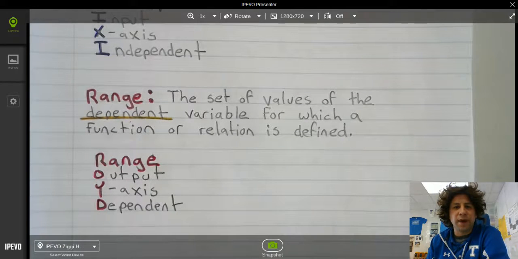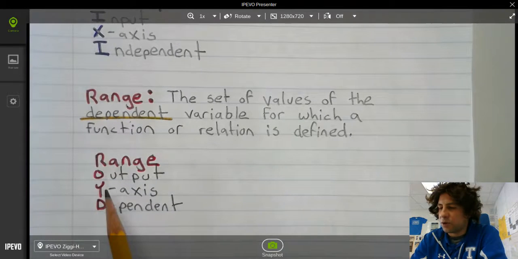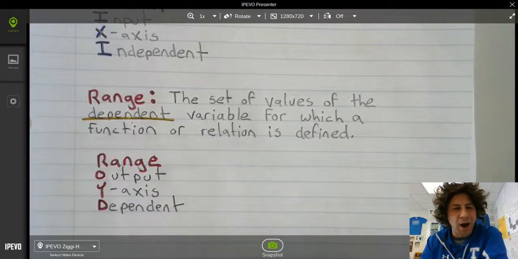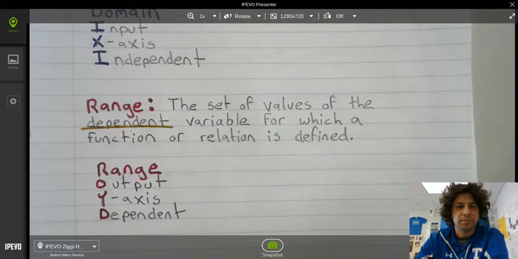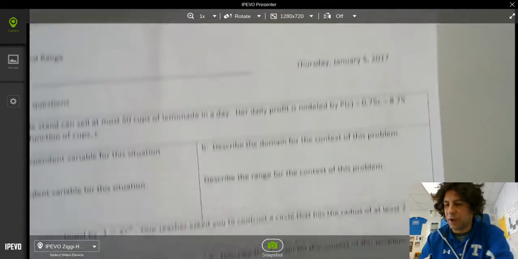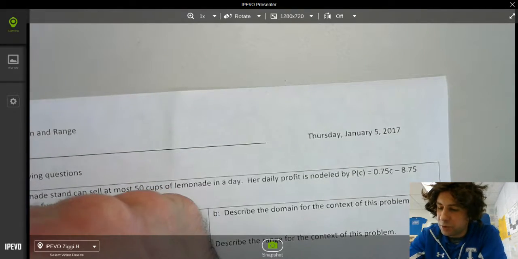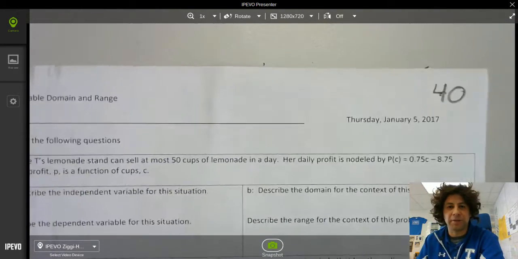All right, range. Range is a set of values of the dependent variable for which a function or relation is defined. And range is Royd, so that's the Royd part of Dixie-Royd. Included with that is output, the y-axis, and what we mean by y-axis is you look along the y-axis for the range, and dependent. So if you would, pause the video and update your notes. All right, now that your notes are updated, let's look at some examples. I'm going to explain example 1 and 2 in the video, and we can look at example 3 and 4 in class.